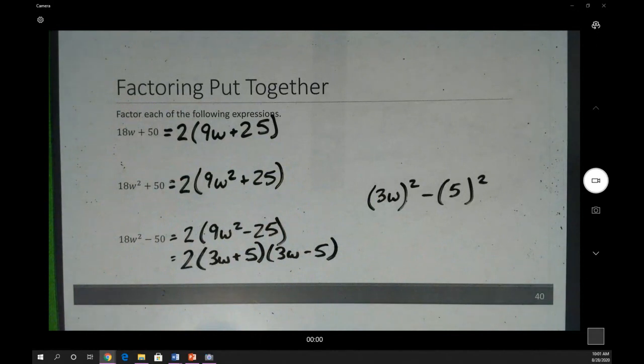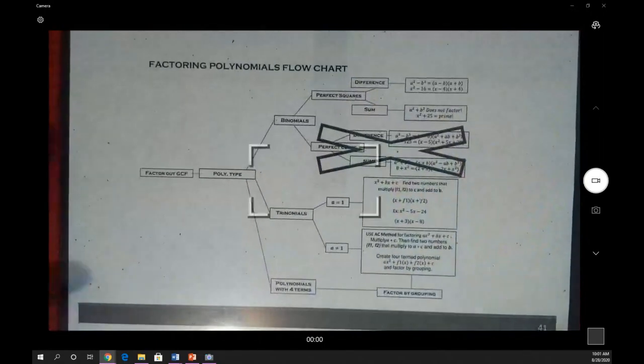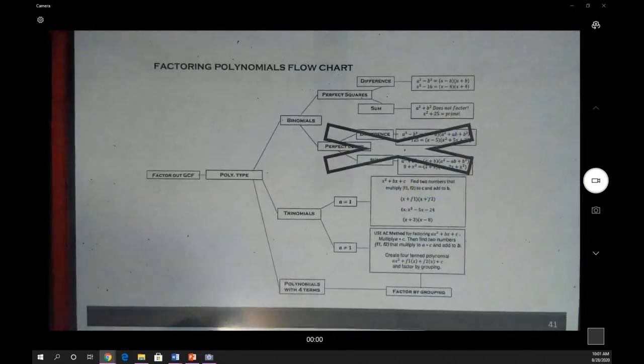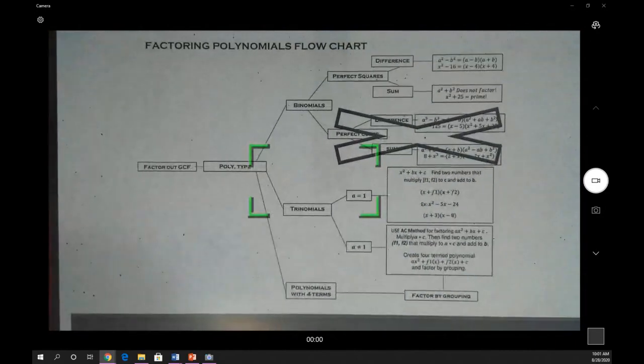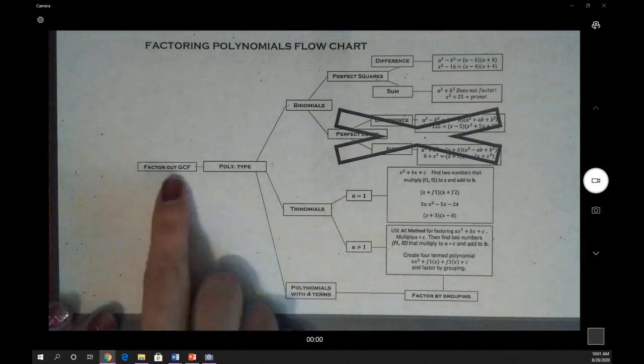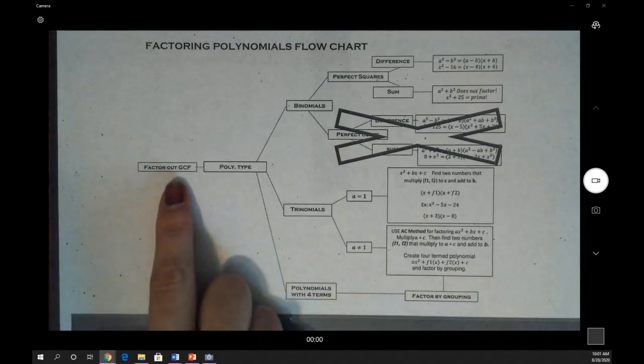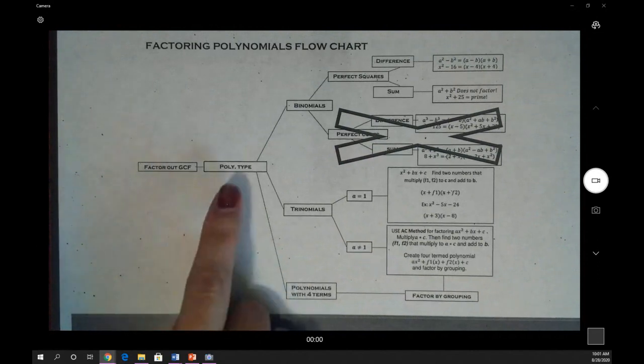So we have all of these different ideas for factoring. What I did was I found on Google a really nice factoring flowchart, and it tells you what you need to check for. And I crossed out the stuff that we're not focusing on. So if you are asked to factor an expression, you start by factoring out the greatest common factor. Every single time.